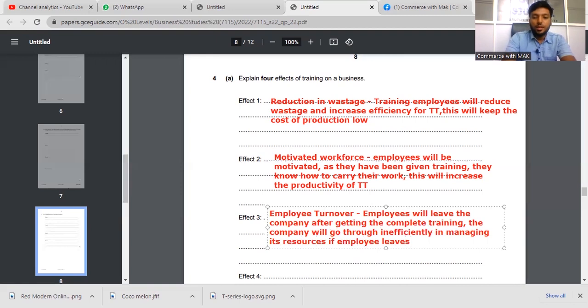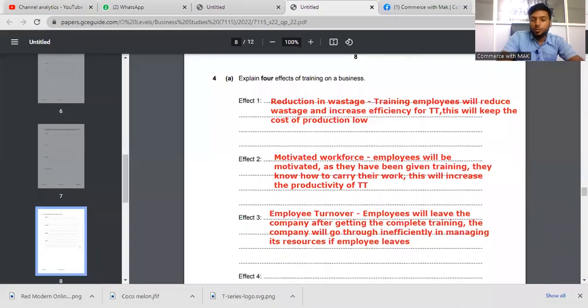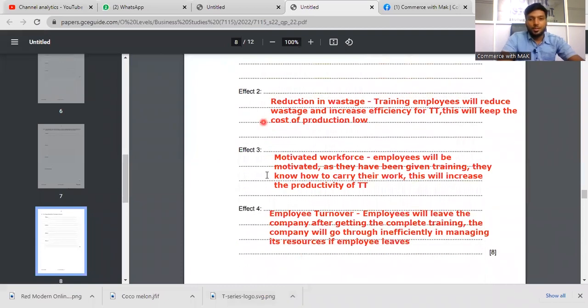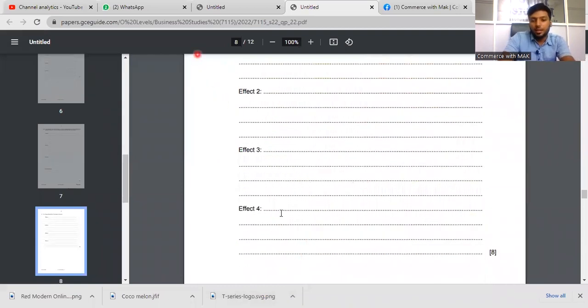And the last, final effect is going to be anything which you like. You can write any point you like. I'll write the last point as quality improvement. So effect 4 is going to be quality improvement, or maybe customer relationship, anything I like. But I'll go with quality improvement.